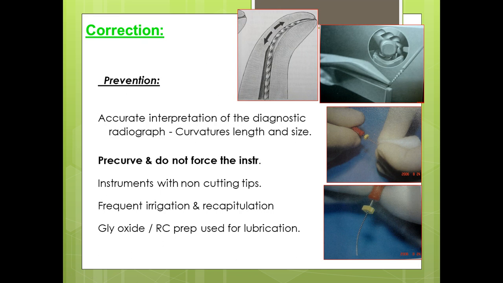How do you correct it? Pre-curve the instrument before you go for the filing in the curved canal. And to negotiate a ledge, choose a smaller number file, usually number 10 or 8, and give a small bend at the tip of the instrument and penetrate the file carefully into the canal.